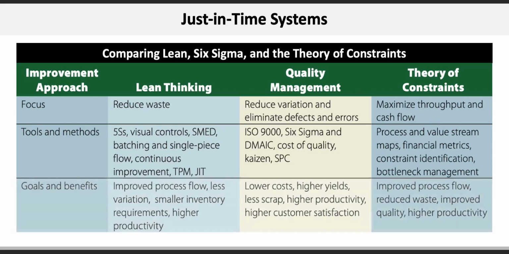Each approach has its own set of goals and benefits. Lean thinking seeks to improve process flow, reduce variation, and lower inventory requirements. Six Sigma seeks to lower cost, increase yields, and improve customer satisfaction. The theory of constraints helps improve process flow, reduce waste, and improve quality. All approaches, however, can benefit from higher productivity.